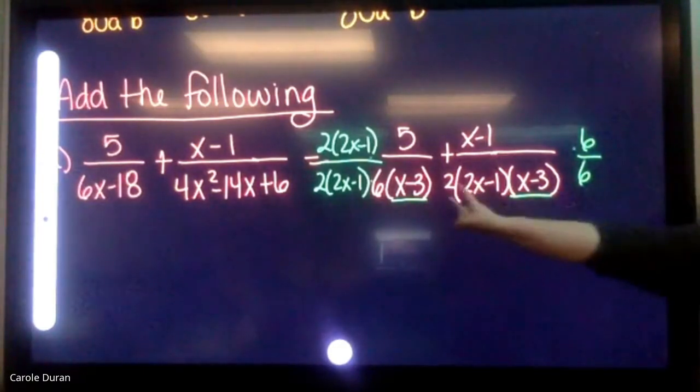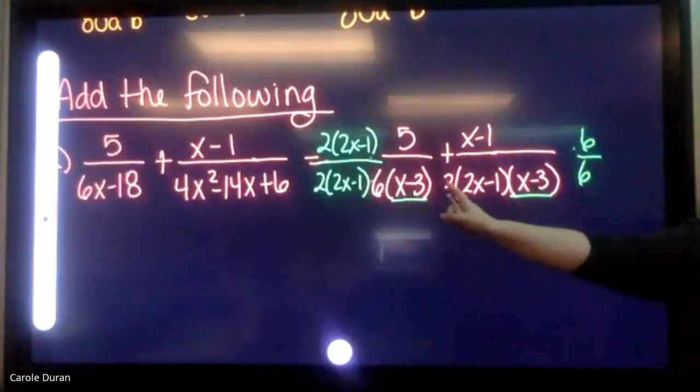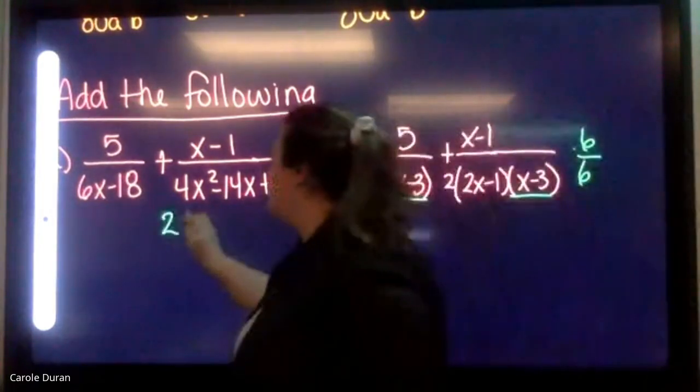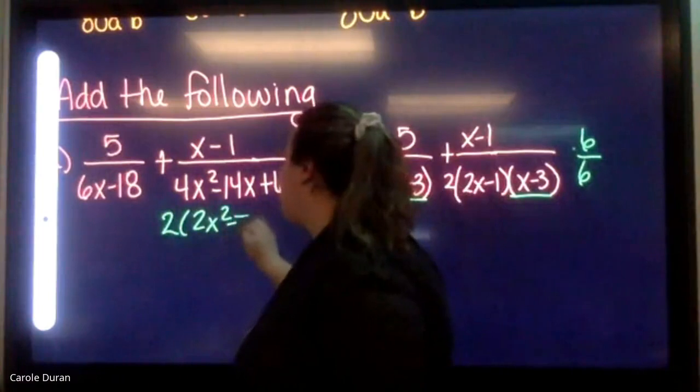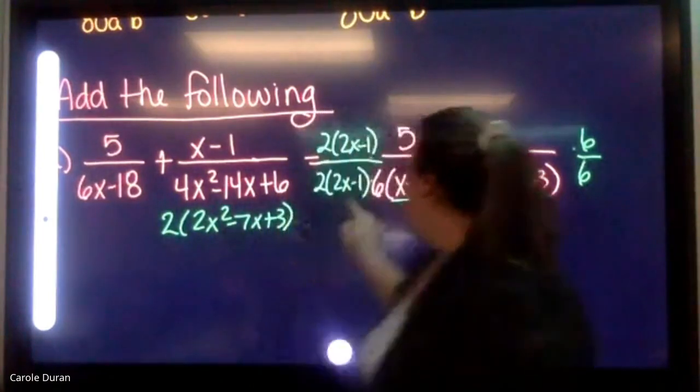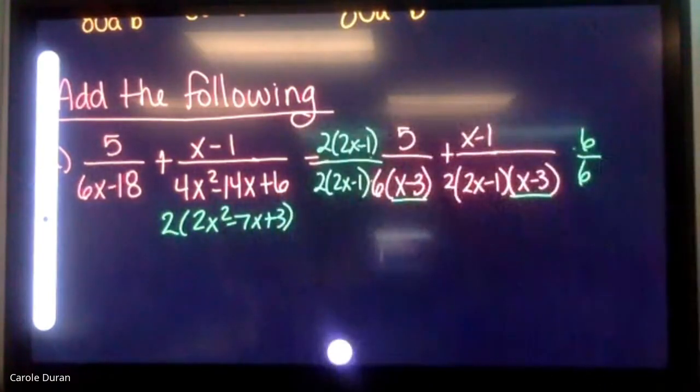I pulled a 2 out. So I took a 2 out of all of these and turned it into 2 times 2x squared minus 7x plus 3. And then that's how I created the 2x minus 1 and the x minus 3.